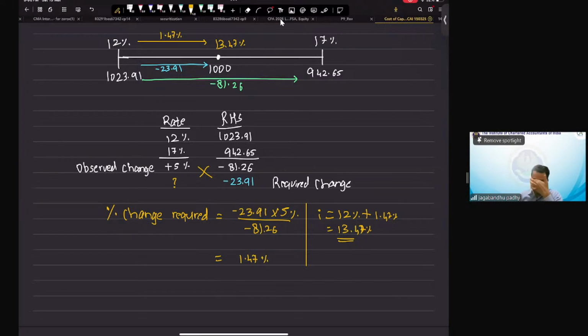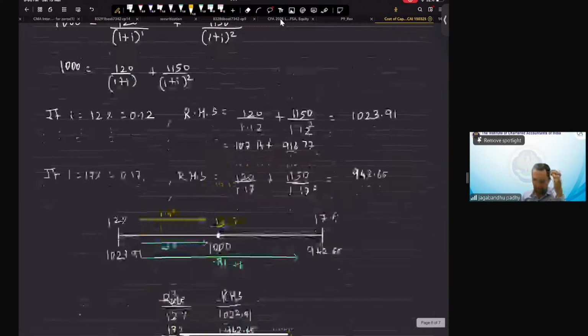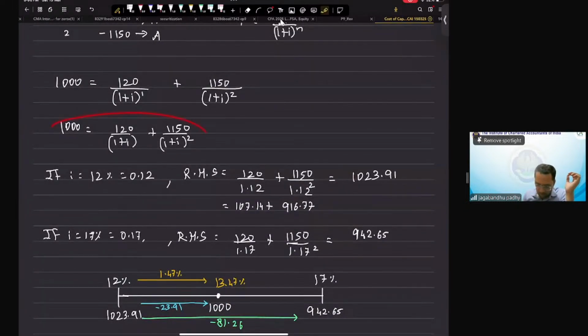Okay, this is the way wherein an equation like this can be solved. You cannot solve it by a normal quadratic equation or a cubic equation. That's going to be really, really difficult to solve, rather next to impossible. Rather, we should be doing it by way of estimation, trial and error.